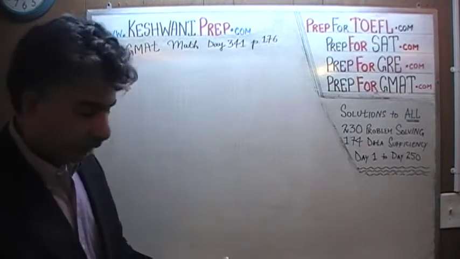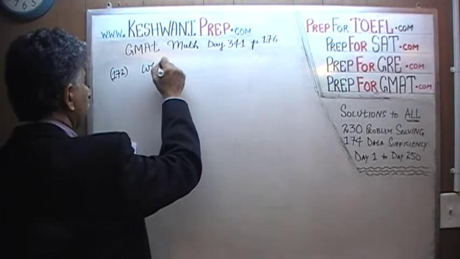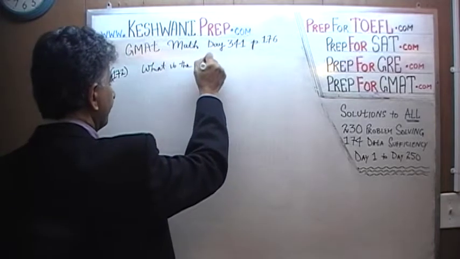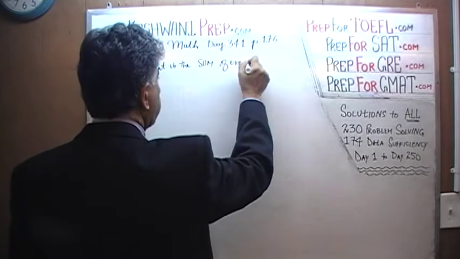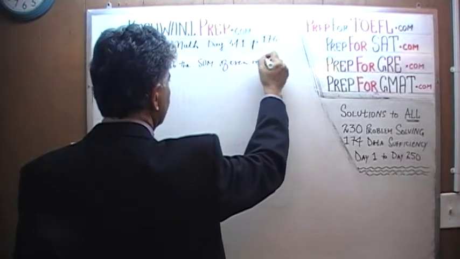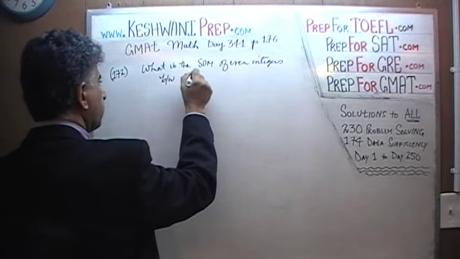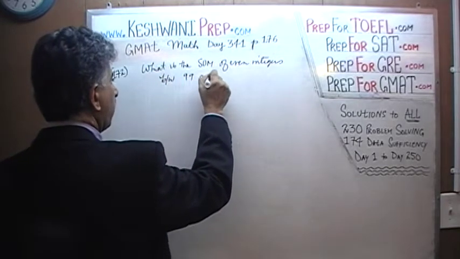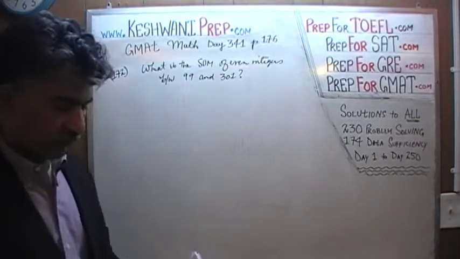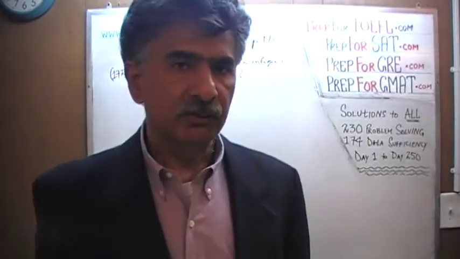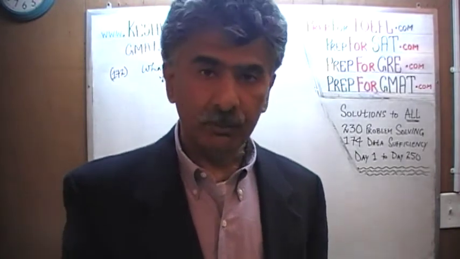In question number 172, they are simply asking us what is the sum of even integers between 99 and 301. Pretty simple, straightforward question. We simply have to figure out the sum of all the even integers between 99 and 301. Let's see what we can do.